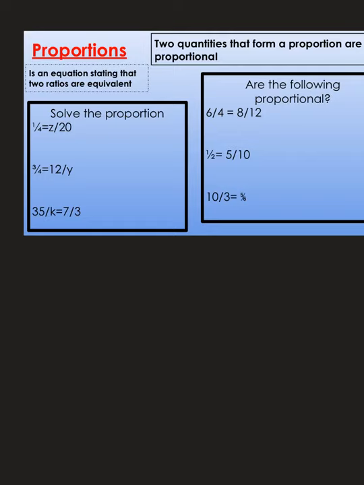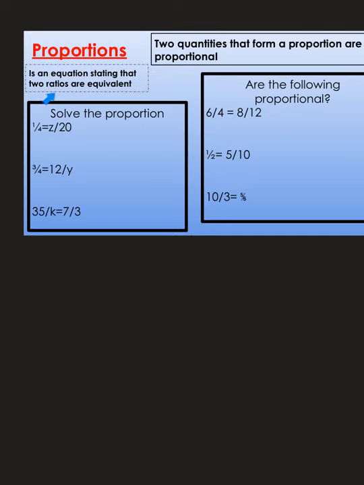Hello and welcome to a short video on proportions. This will serve as just an introduction on what proportions are, how to identify proportion, and how to solve some basic proportions. So to start off here, a proportion is an equation stating that two ratios are equivalent.